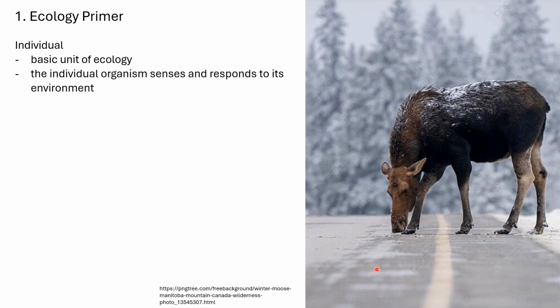And if I look at this picture, I can think about how it's responding to this abiotic environment of this highway. Even though it's not a natural system here, it's abiotic, it's definitely part of its environment. Why is it here on the road? I don't know, but an ecologist might ask questions like that. So an ecologist could study this individual moose.